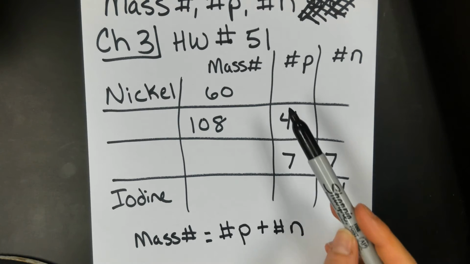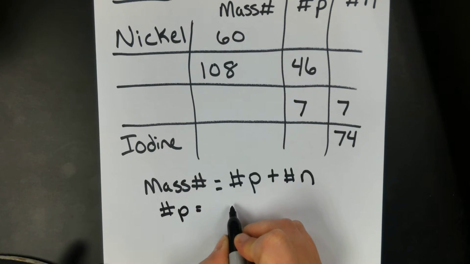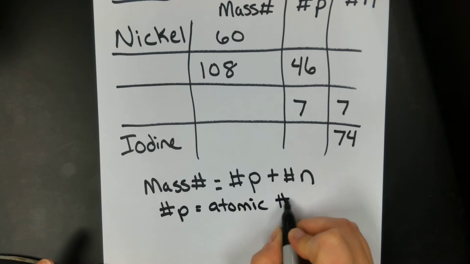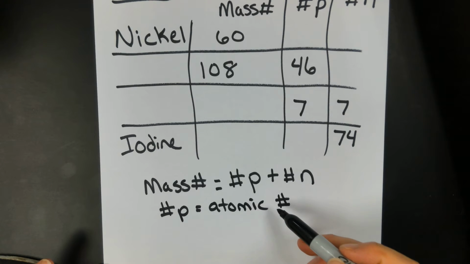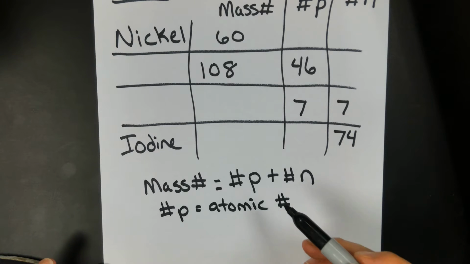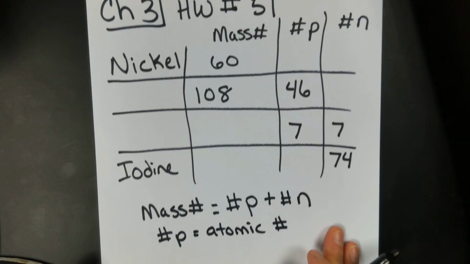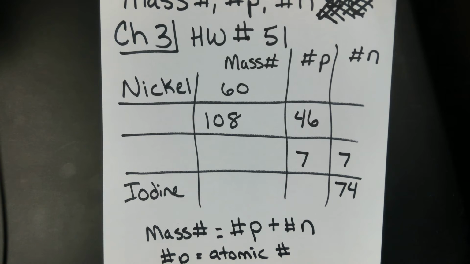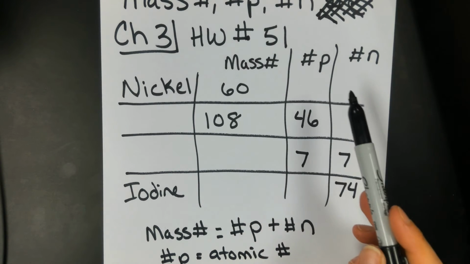And we must know that number of protons is the atomic number. So you cannot change this number. This is the number that shows up on the periodic table. And you cannot change number of protons or you will be changing the element, which I wish I could do to turn everything into gold, but that's alchemy. We can't do that.